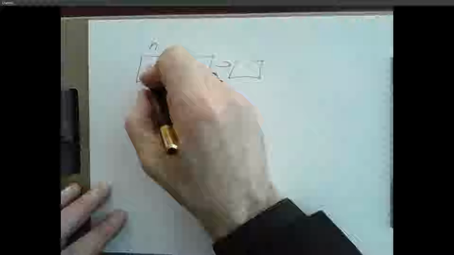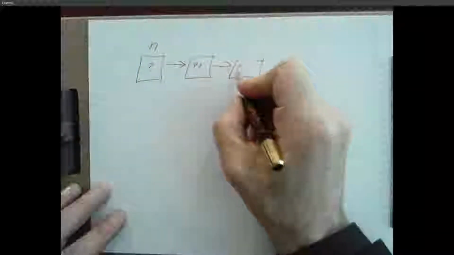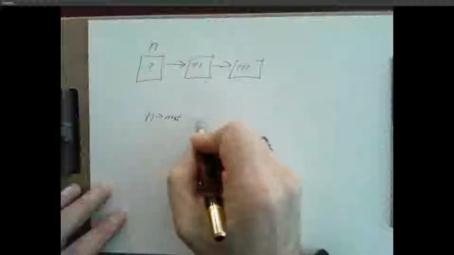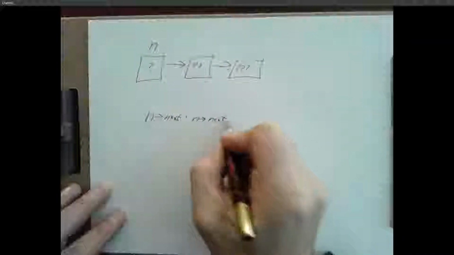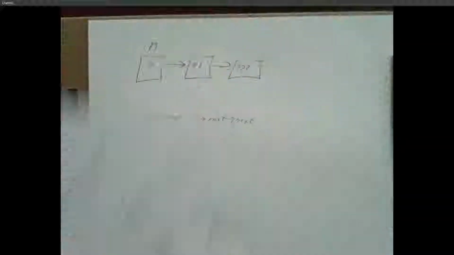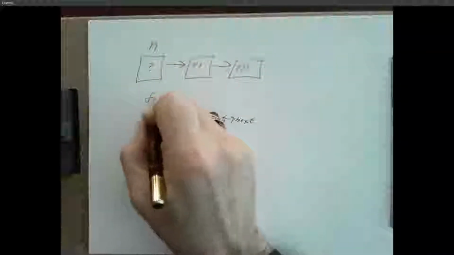Here's n. And I'm going to say n next equals n next next. And we just said we can't free n next after that because n next is now pointing to a different node, so I'm going to free that first.